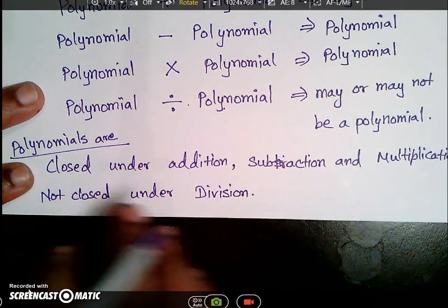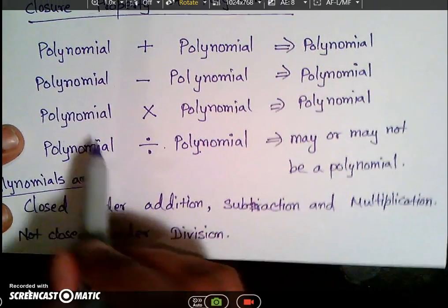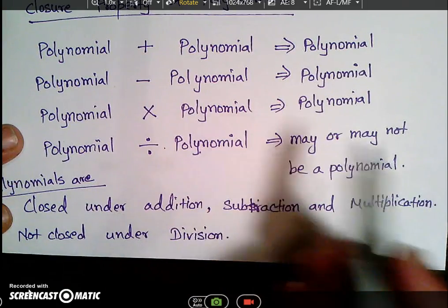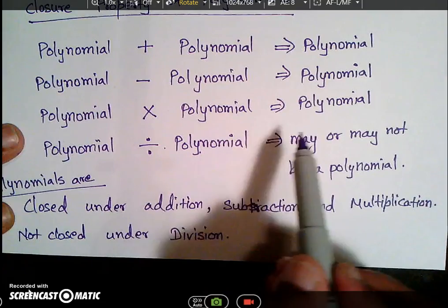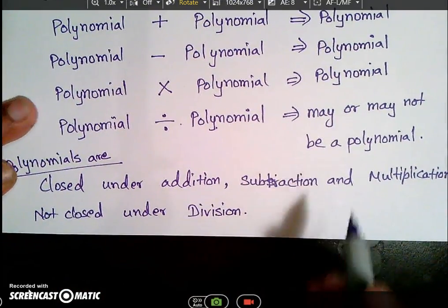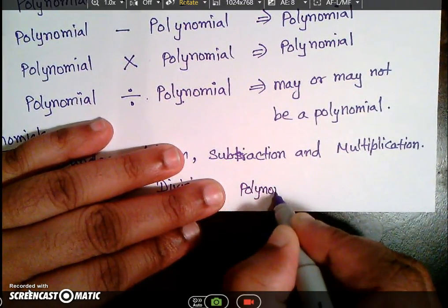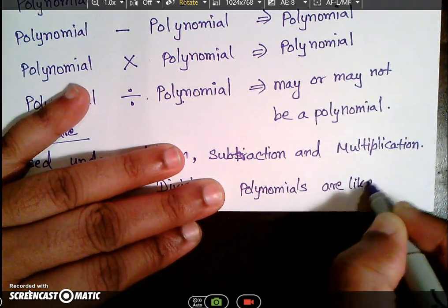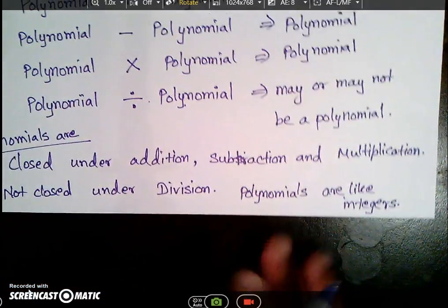Okay, so this is similar to integers. Integers behave the same way. When I add two integers, I get an integer. When I subtract two integers, I get an integer. When I multiply two integers, I get an integer. But when I divide two integers, I may or may not get an integer. So polynomials are just like integers. Okay, so please remember that.